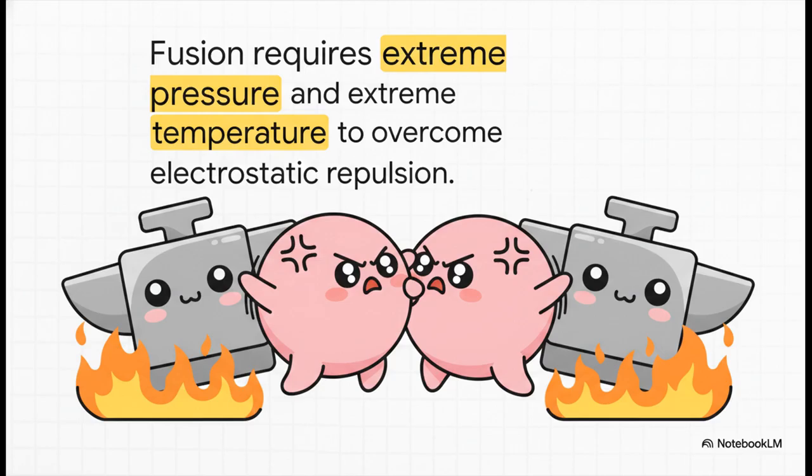Under normal conditions, they're just gonna bounce off each other. These extreme conditions are naturally found in only one place, right in the core of a star just like our sun. The immense gravity of the sun provides the crushing pressure, and the intense heat allows those hydrogen nuclei to literally slam together and fuse into helium.